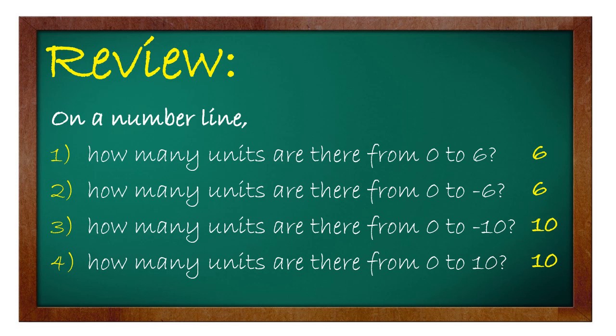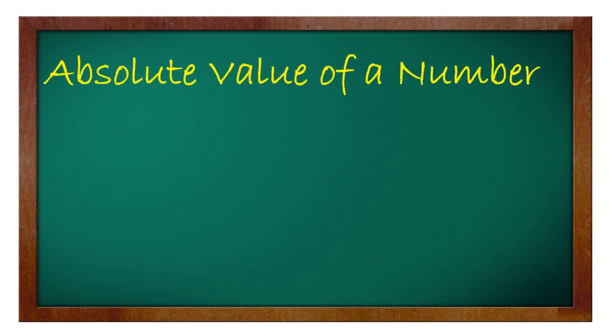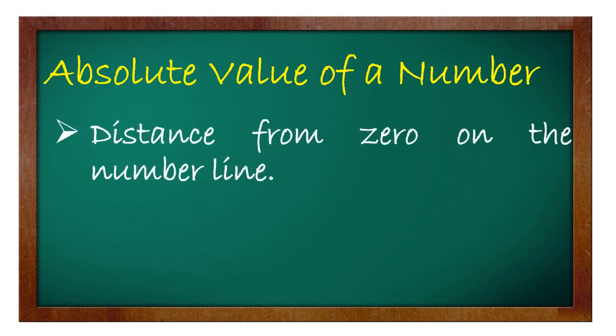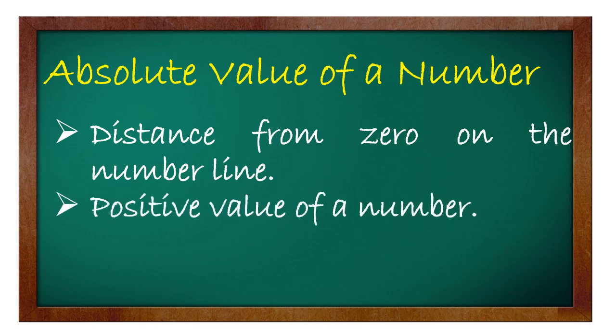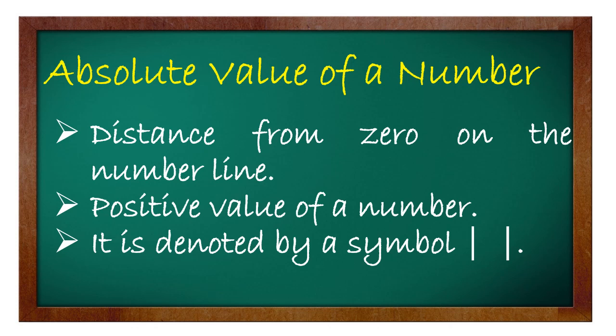So, etong bagay na to, ang tawag natin dyan, kapag ang pinag-uusapan natin ay distance mula kay 0, ang tawag natin dyan is absolute value of a number. So, that is the distance from 0 on the number line. So, ibig sabihin, pag sinabi nating absolute value, what is the distance of the integer or what is the distance of the given integer from 0? At dahil distance ang pinag-uusapan natin, lagi siyang positive value. Hindi pwedeng negative kasi nga wala naman tayong distance pag negative. And absolute value of a number is denoted by a symbol shown on your screen.